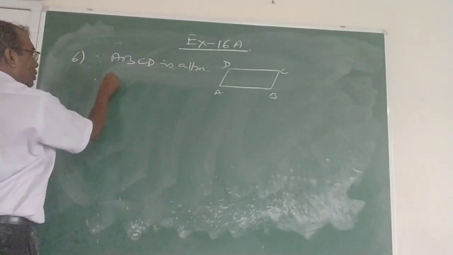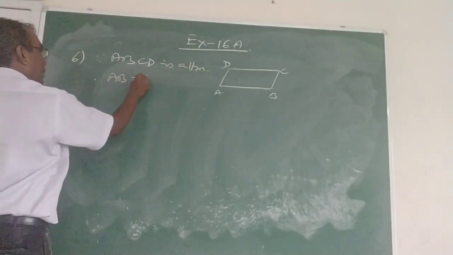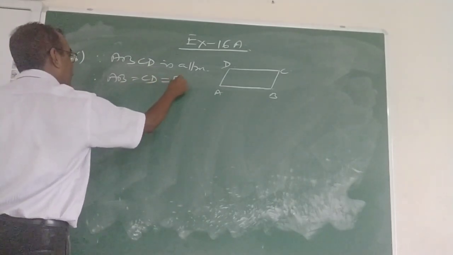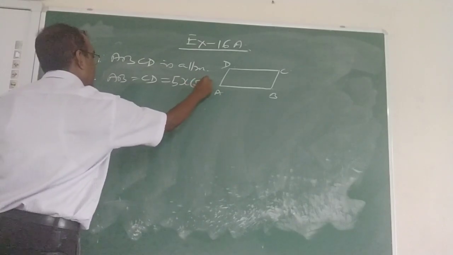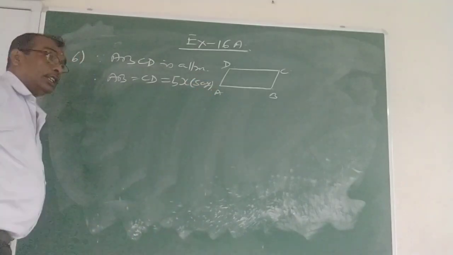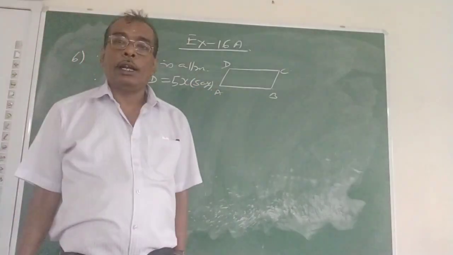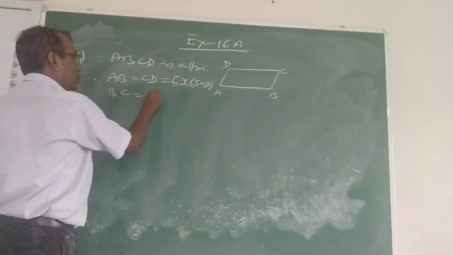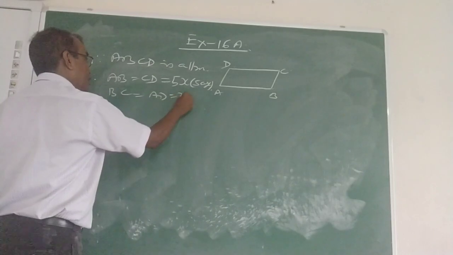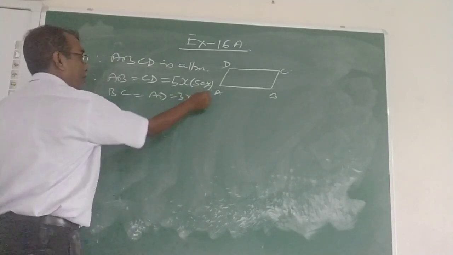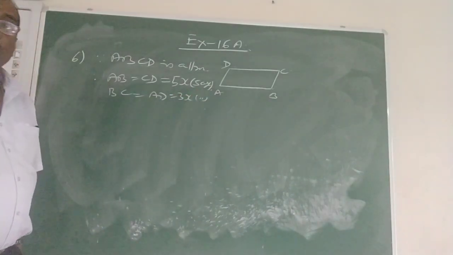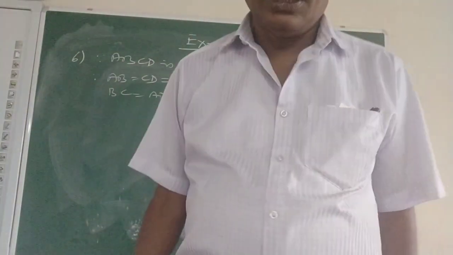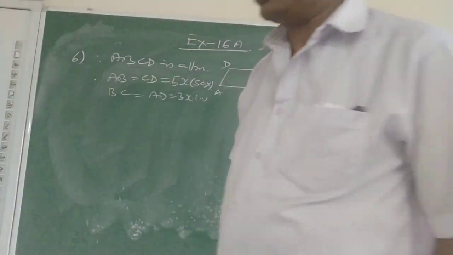If it is a parallelogram, then definitely AB will be equal to CD. And this is, say, suppose it is 5x. Why 5? Because it is in the ratio of 5:3. Right? And BC is equal to 3x. 5:3, that's fine. Now it is given that the perimeter of this parallelogram is 64.